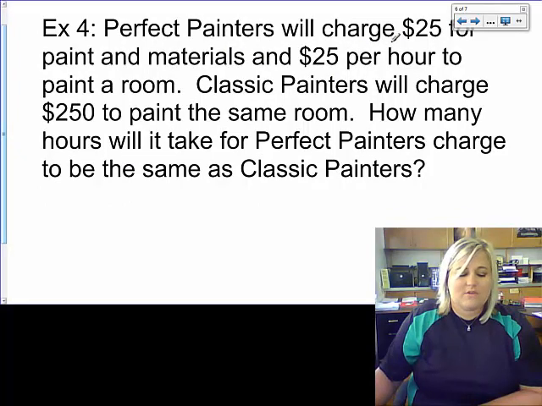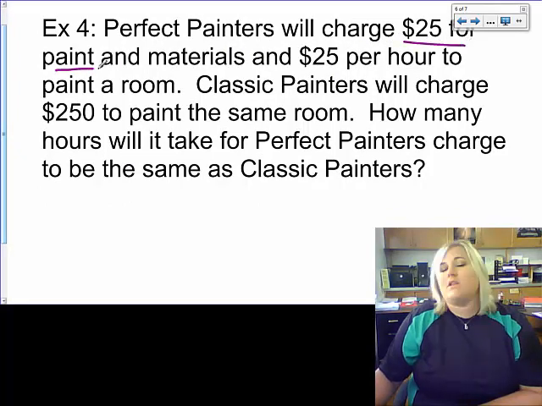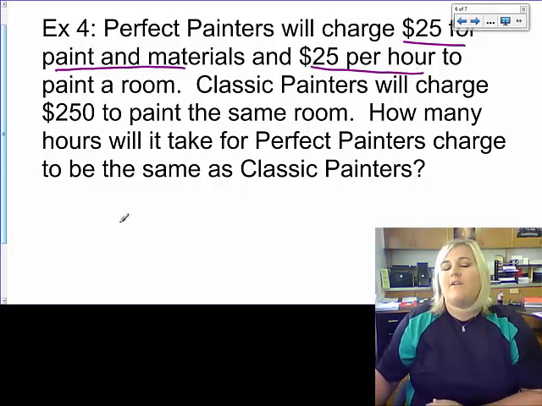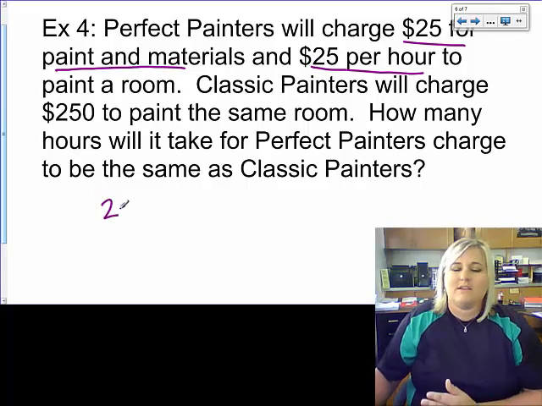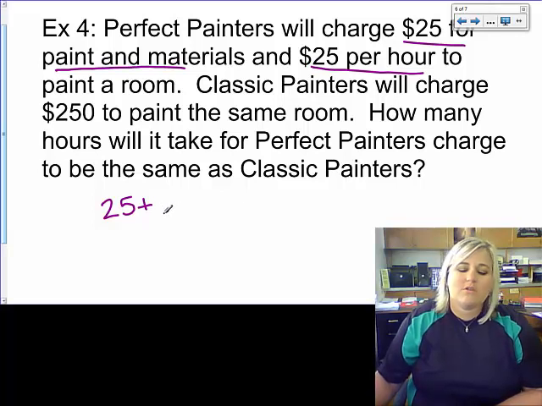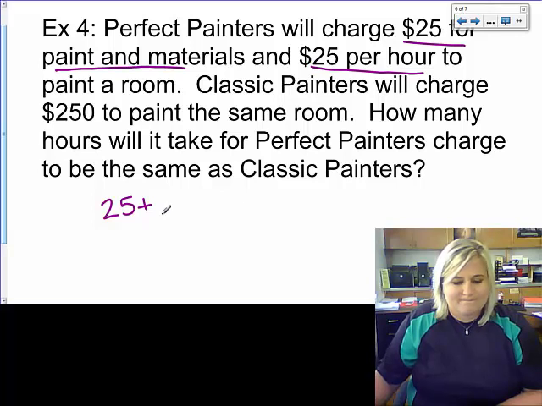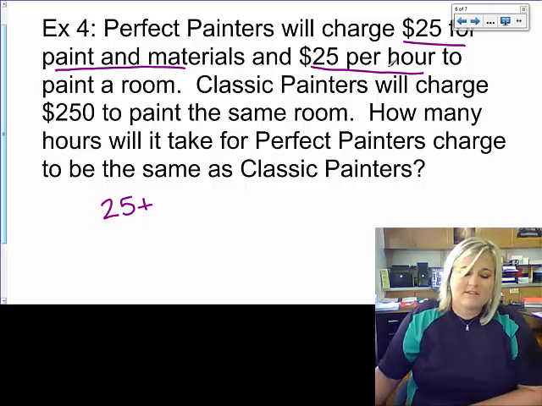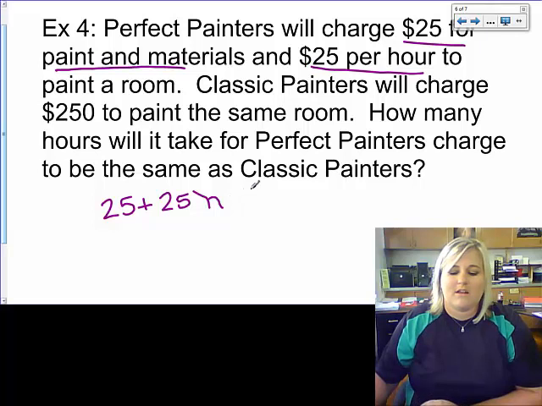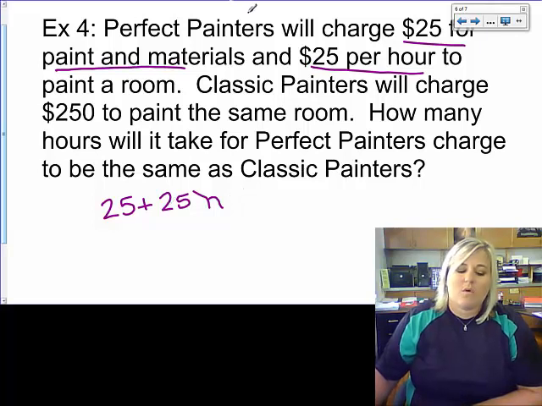Perfect painters will charge $25 for paint and materials and $25 per hour. So we know that perfect painters is automatically charging this $25 just for the materials, plus they're charging $25 per hour. So for the first hour it's $25, then plus the $25 for the materials. The second hour I'm going to take 2 times the $25 per hour to get $50 plus the $25 for materials. So I'm going to represent this by saying 25H plus 25. Okay? This is what it's going to cost for perfect painters.